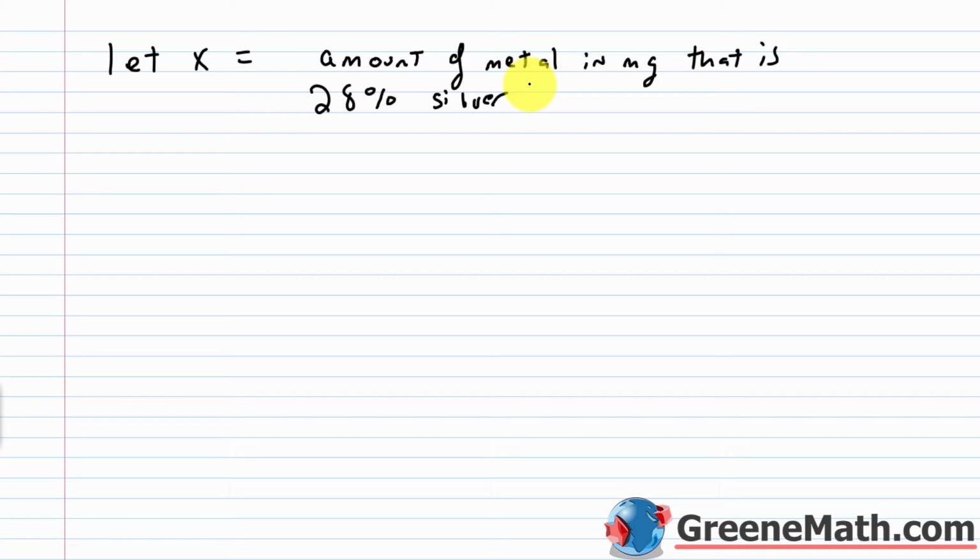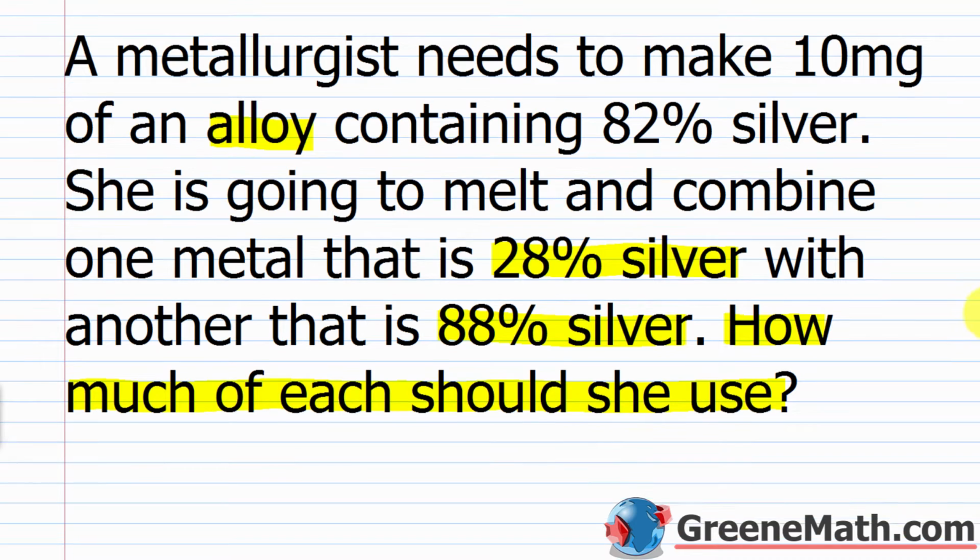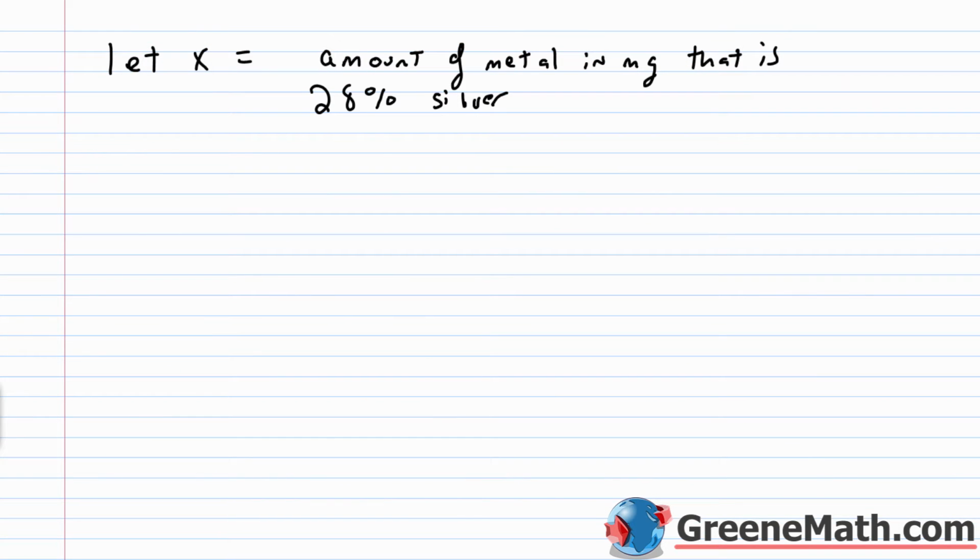Now, to express the other unknown in terms of x, you kind of have to read through the problem. This is a little tricky the first time, so I have to walk you through it. Here's the information that you might have missed. A metallurgist needs to make 10 milligrams of an alloy containing 82% silver. This is the first key, 10 milligrams. So we know that x is the amount of metal in milligrams that is 28% silver. So whatever x is, if I add the other amount to it, the sum should be 10, right, in terms of milligrams?